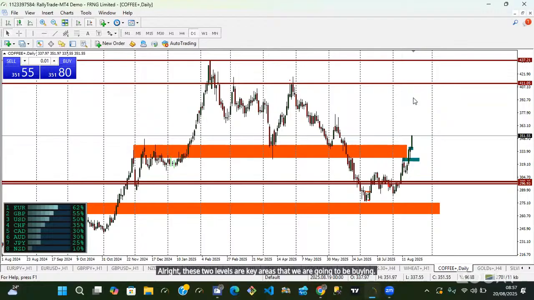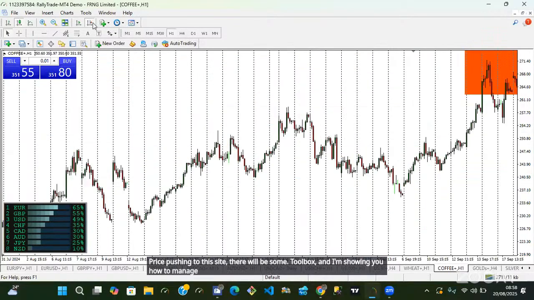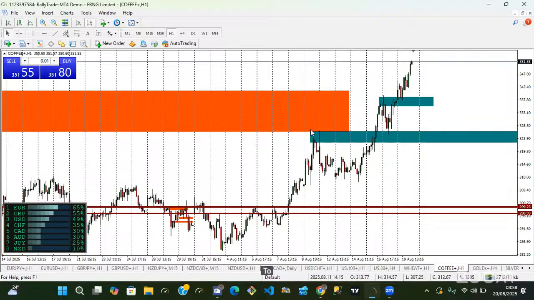So when price gets to this point here, we'll hold on for a buy. Watch out for a market shift. It might decide to do some retracement. Now, in between price pushing to this side, there will be some pullbacks. And I'm showing you how to manage those pullbacks to keep entering your trade like this now on a 1 hour time frame.